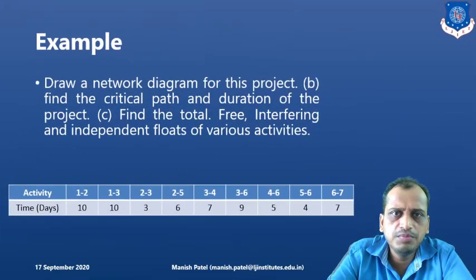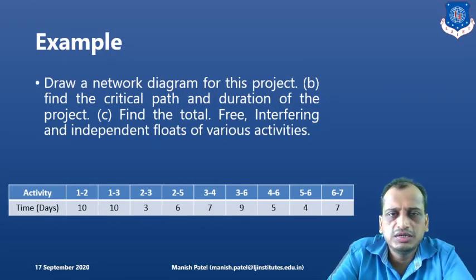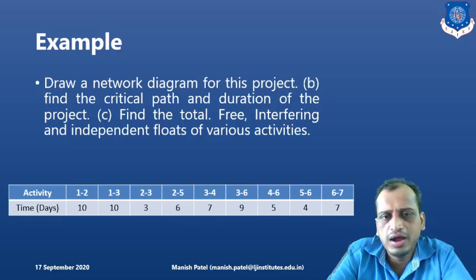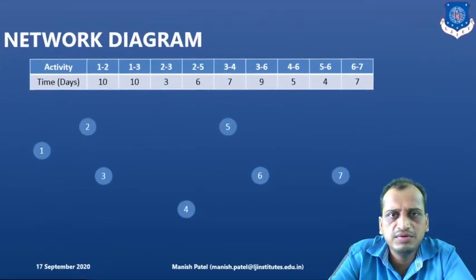Now let's look into an example. We will try to solve it, we will draw the network diagram, we will find out the different times and floats, we will calculate all of them, right? So let's start. Here in this example, activities are given, the duration is also given, and we have to find out the critical path and different floats. So let's start drawing the activity diagram.